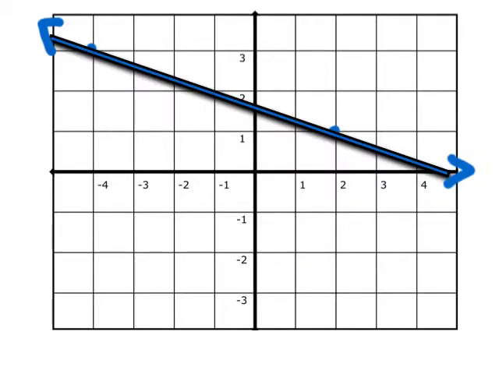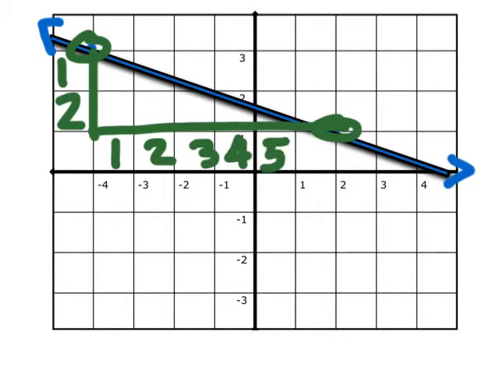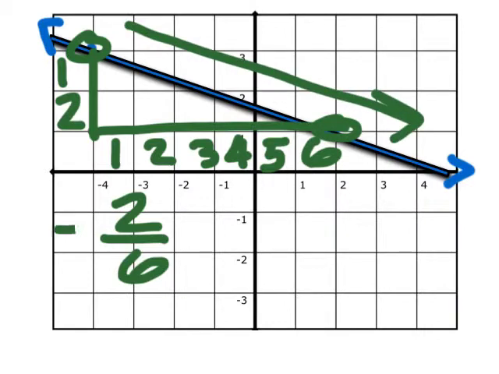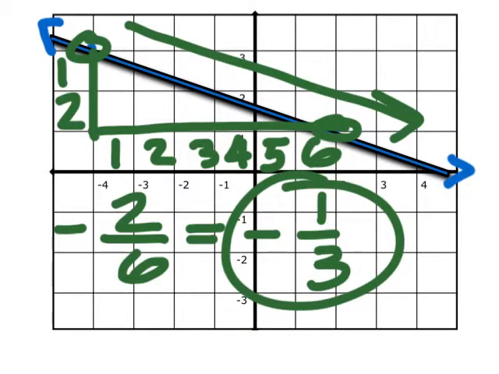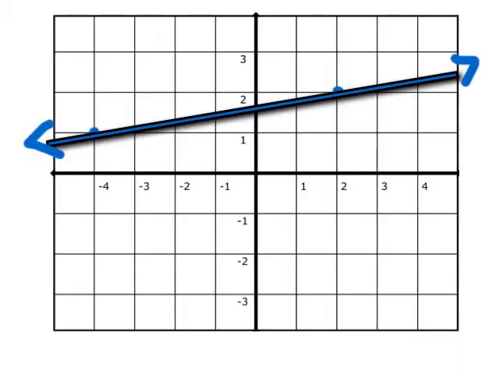Bonus problem number 1. Solution for the bonus is that your triangle could go here, point, point, count, 1, 2, 1, 2, 3, 4, 5, 6. Your slope is 2 over 6, but it falls to the right, so that means it's negative. 2 over 6 reduces to 1 over 3. It should be a negative 1 over 3.